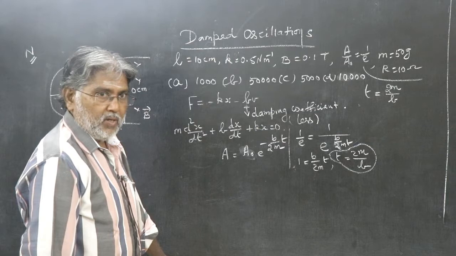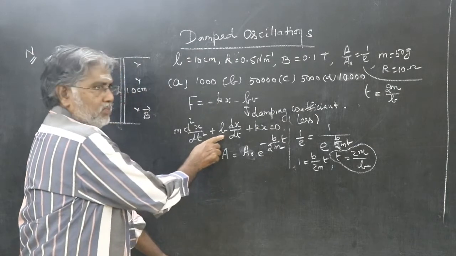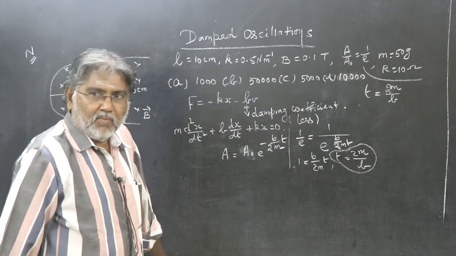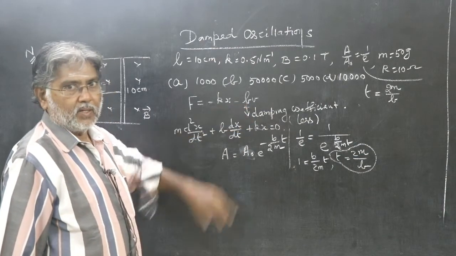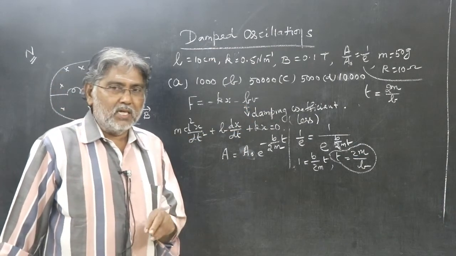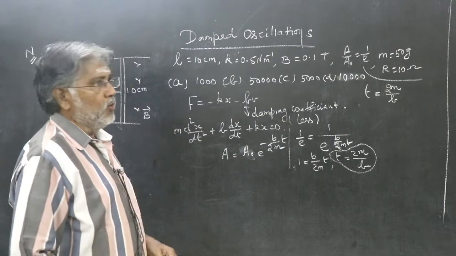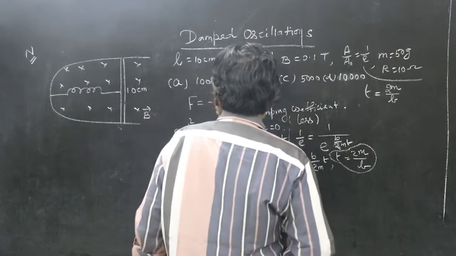So t is equal to 2m by b, small letter b. Small letter b is the damping constant. What is the small b? Nowhere is it mentioned in the question. But I said here this is the damping force. So we will see what the damping force is due to and what its expression is. Damping force is due to induced current. Therefore, force due to induced current.